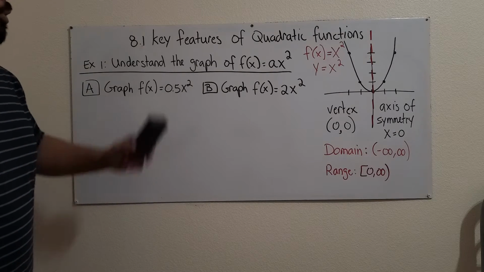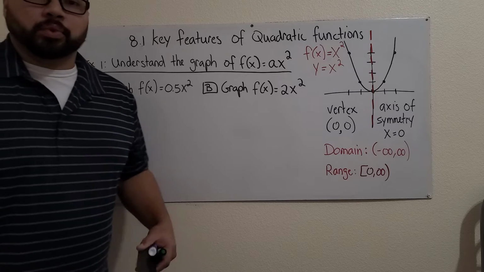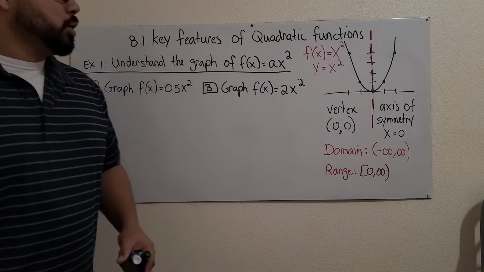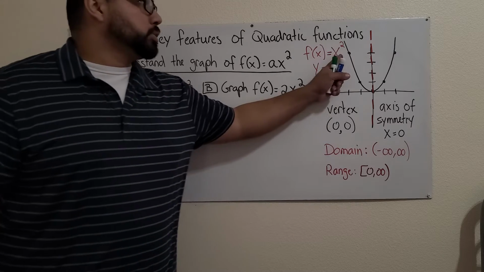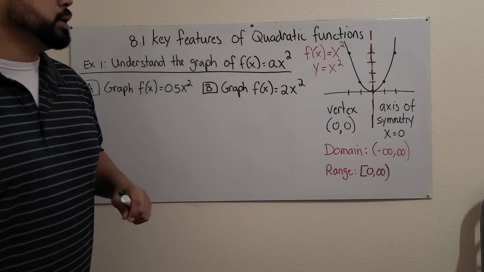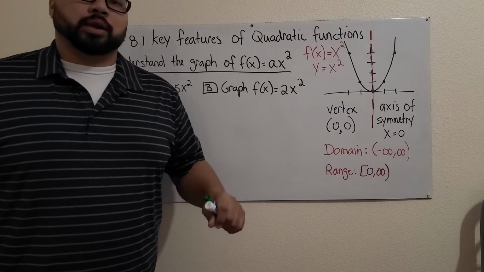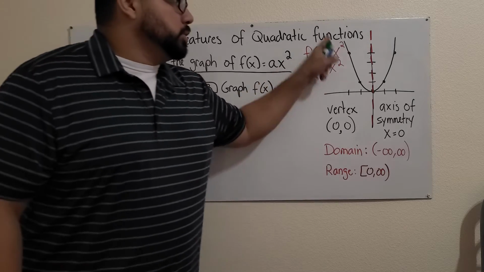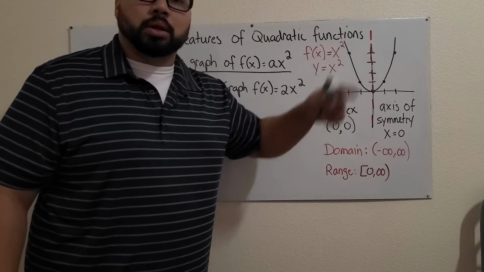We are now in 8.1, which is discussing the graphs of what they call quadratic functions. Quadratic functions just means that you start with x to the second power. So anytime you see the second power, that is what they call a quadratic function. The graph is this U shape over here, which is called a parabola.